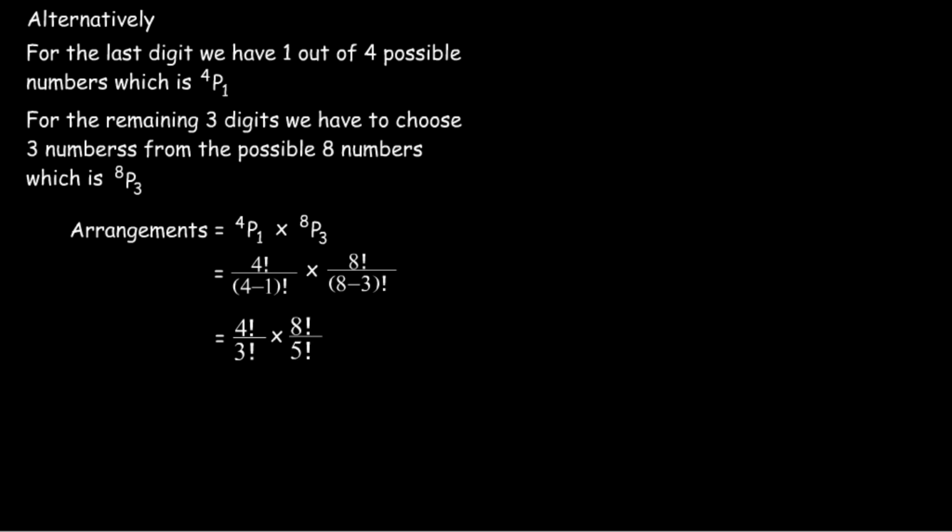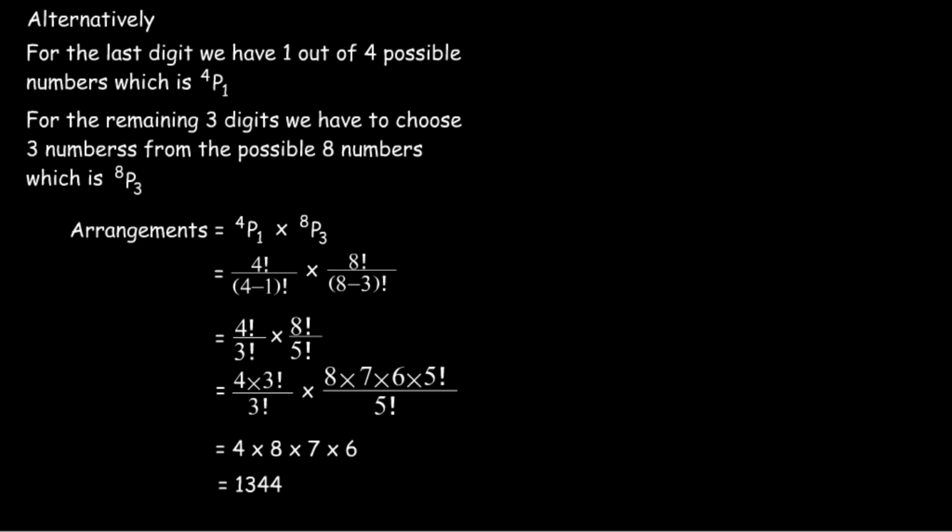Simplifying this further, that will be equals to 4 times 3 factorial divided by 3 factorial times 8 times 7 times 6 times 5 factorial divided by 5 factorial. The 3 factorial in our numerator and denominator will cancel out, and also the 5 factorial in our numerator and denominator will cancel out. We'll be left with 4 times 8 times 7 times 6, which is equals to 1,344, confirming our answer in both cases.